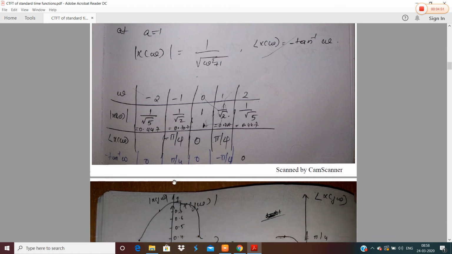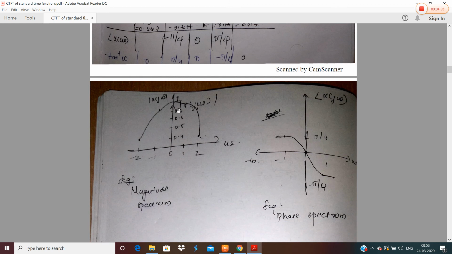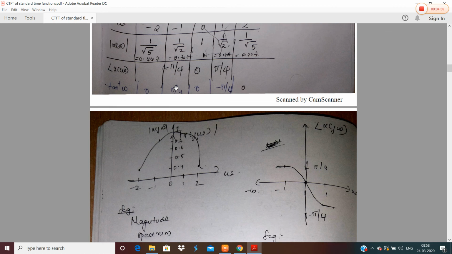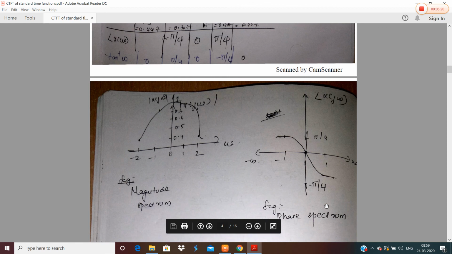And the next step, we'll plot the magnitude and phase spectrum. Here you can see for 0, you have the value of magnitude of X of omega as 1. For minus 1 and 1, it is 0.707 in both cases, and for minus 2 it is 0.447. And angle X of omega for minus 1 is pi by 4, and for 1 it is minus pi by 4. So that is how you have plotted.